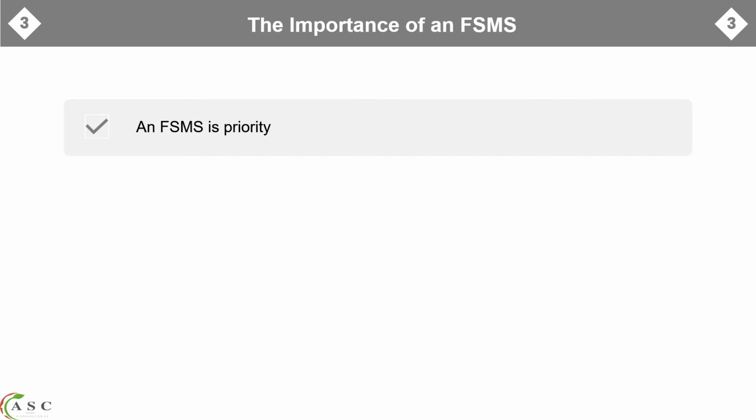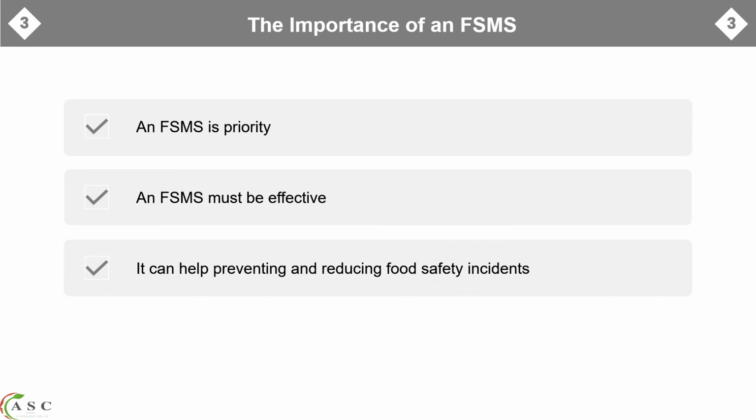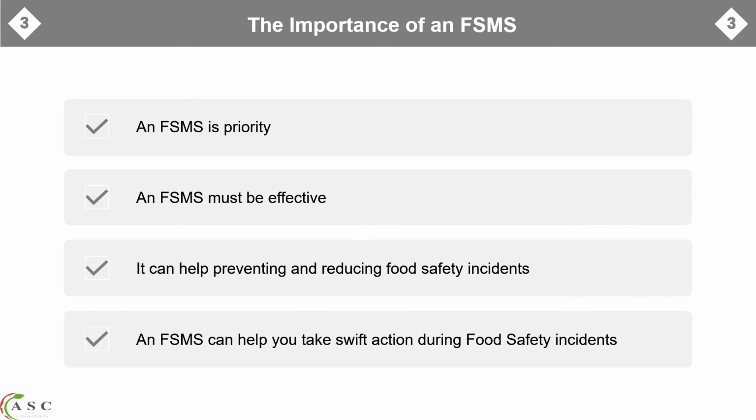So, an effective food safety management system can help an organization take swift action during food safety incidents and also prevent or reduce the risk of food safety accidents or incidents occurring within an organization. It is acceptable that we do not live in a perfect world and food safety incidents happen daily, but having an effective food safety management system in place can reduce and even eliminate food safety incidents in your organization.